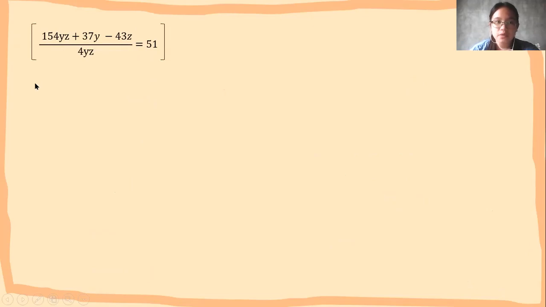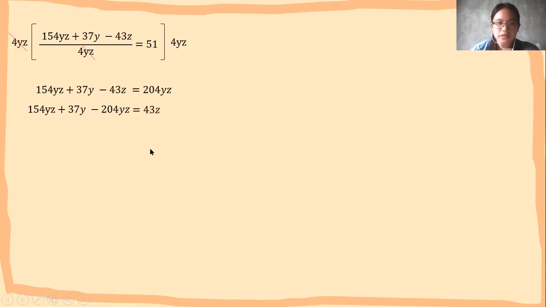So let's multiply both sides by 4yz. So let's just cancel out here. Then copy the numerator. So we have 154yz plus 37y minus 43z. Then multiply the 51 to 4yz is equal to 204yz. Then transpose 154yz plus 37y. If we transpose the positive 204yz into the left side, we have negative 204yz. And then negative 43z, if we transpose to the right side, it will become positive 43z.